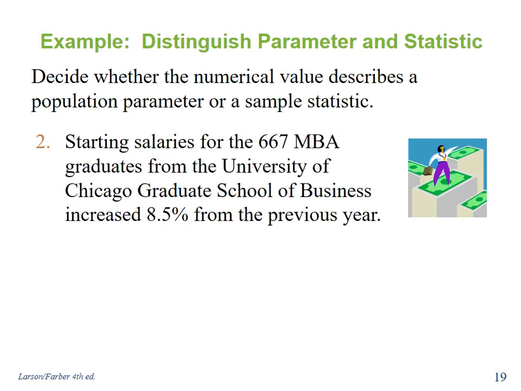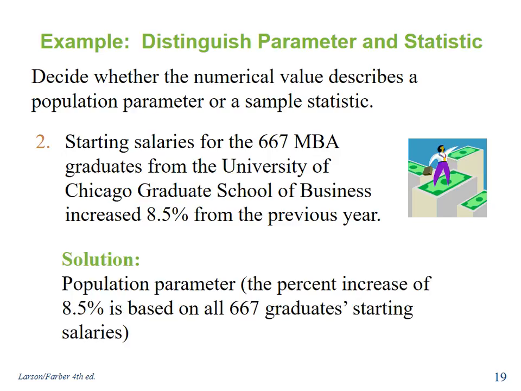Starting salaries for the 667 MBA graduates from the University of Chicago Graduate School of Business increased 8.5% from the previous year. Is that a statistic or a parameter? Are we dealing with a population or a sample? This is all the people that graduated from there with the MBA, right? So it's a population, so that's a parameter. Sometimes we can get the entire population when you're looking at just a certain group.